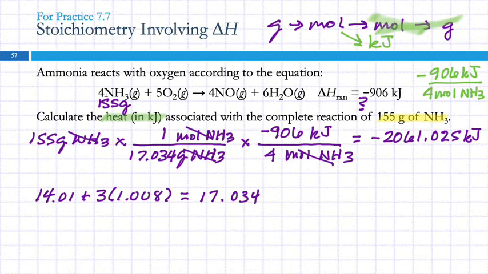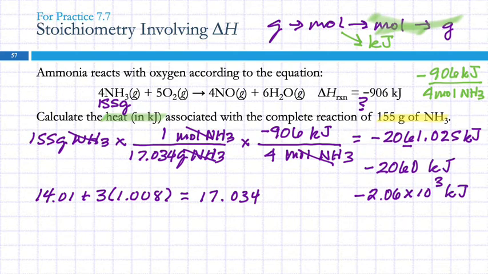We should have 3 significant figures. So a not so great way of doing it is saying negative 2060. It'd be better to say negative 2.06 times 10 to the third kilojoules. Any questions?